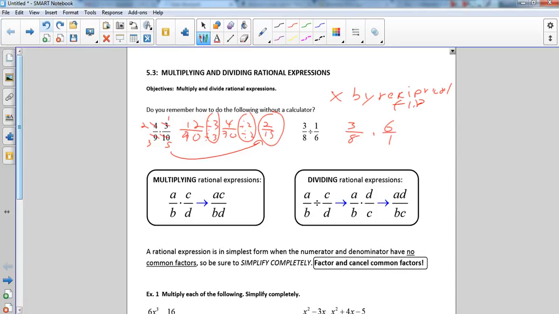And now, once again, I could do 6 times 3 and 8 times 1 and reduce. Or, the 6 and the 8 will reduce by 2. 3 and 4. 3 times 3 is 9. 4 times 1 is 4. My answer is 9/4. If I would have done it the other way, I would have gotten 18 over 8, divided by 2, top and bottom, and got 9/4.